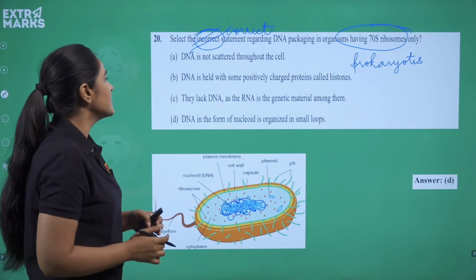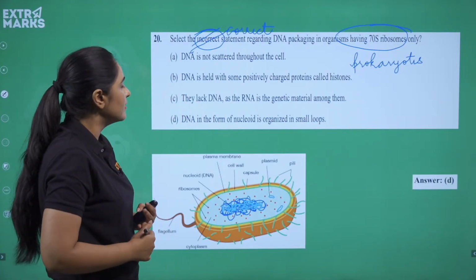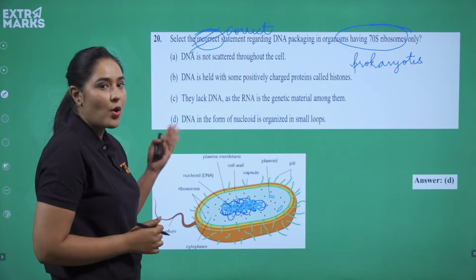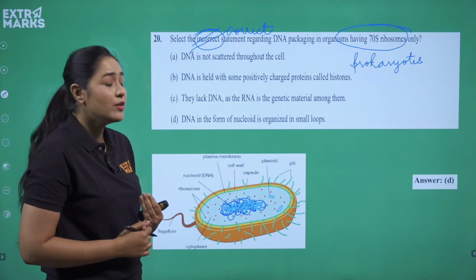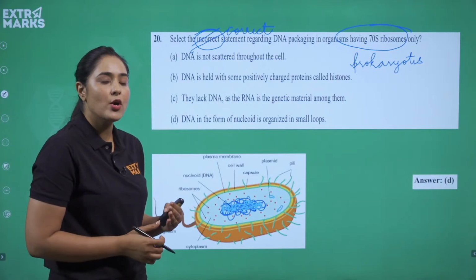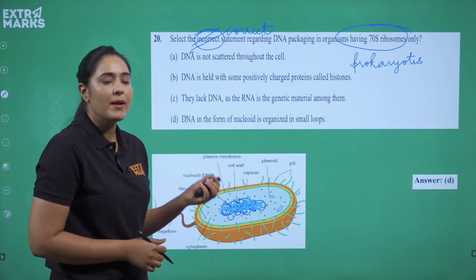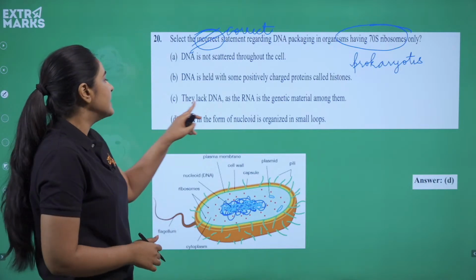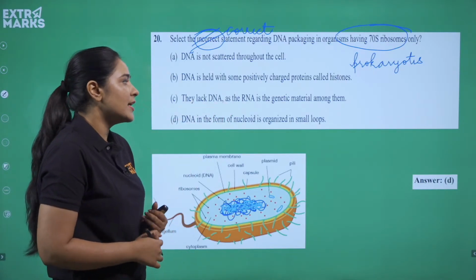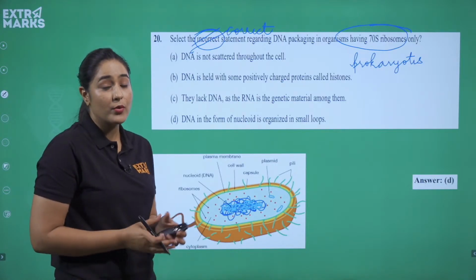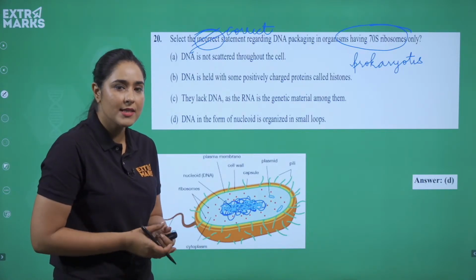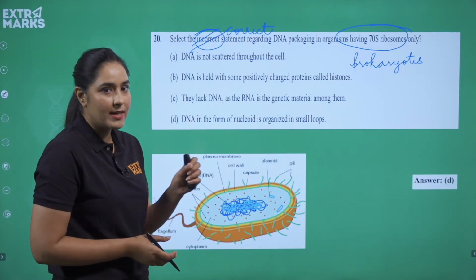So we are having the statements. DNA is not scattered throughout the cell. This is also incorrect here. DNA is held with some positively charged protein called histones. We are not here talking about the eukaryotes, so this statement is also incorrect. They lack DNA as the RNA is the genetic material among them. This is also incorrect, as we have seen in the case of prokaryotes, bacteria, they are having the DNA. So obviously this statement is incorrect here.